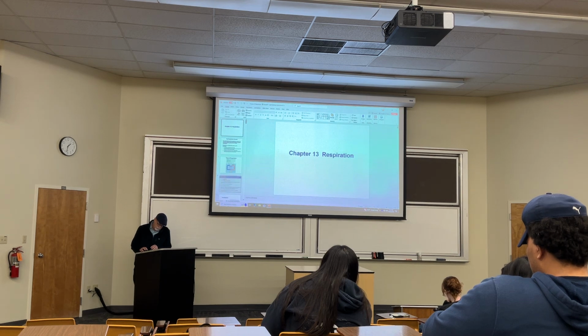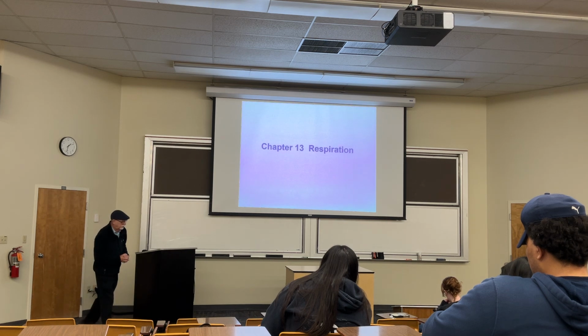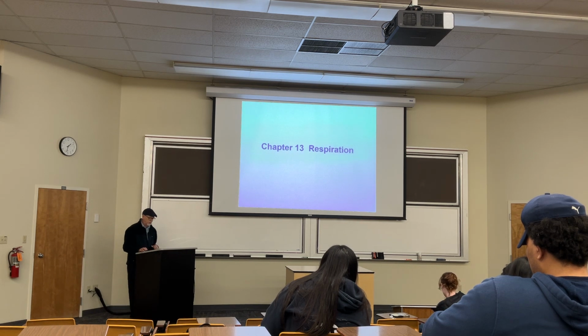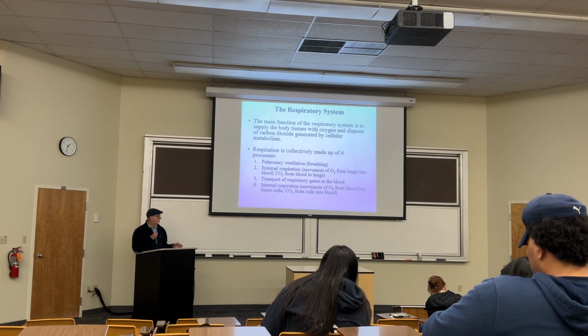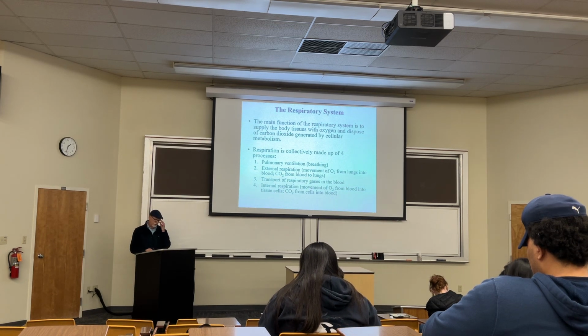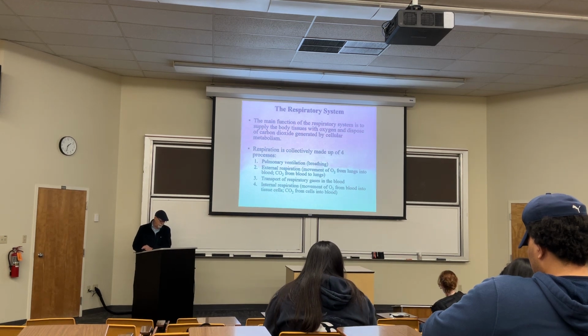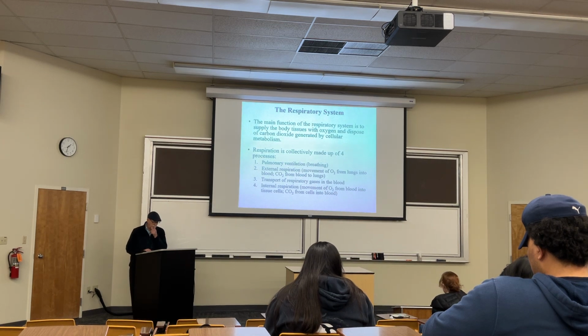The respiratory chapter really ties in very nicely with the cardiovascular chapter, because they really rely on each other a lot. When we look at the respiratory system, we're looking at these four main processes. Pulmonary ventilation is breathing, okay? External respiration is getting oxygen from the lungs into the blood, and carbon dioxide from the blood into the lungs. Then we have transport of these respiratory gases, oxygen and carbon dioxide, in the blood.